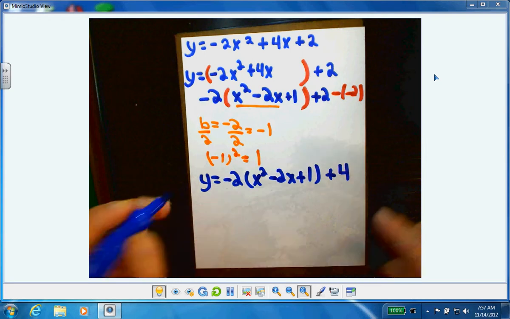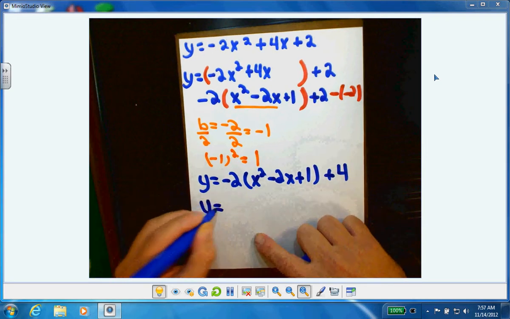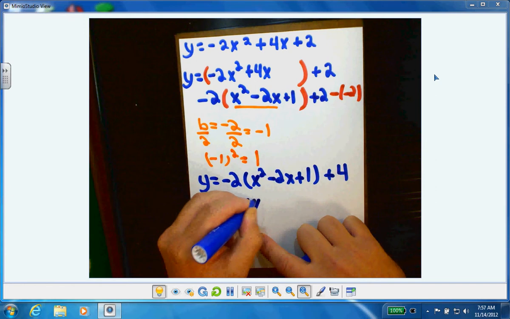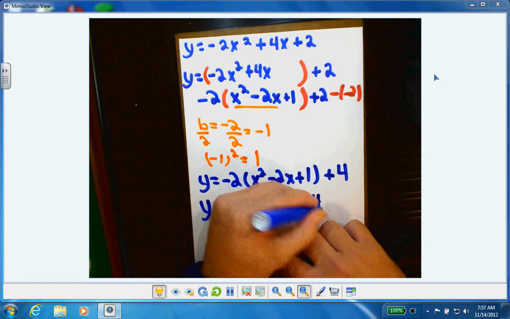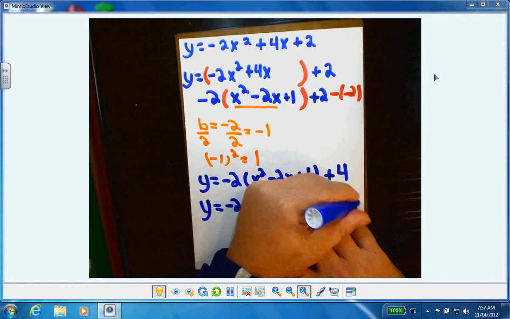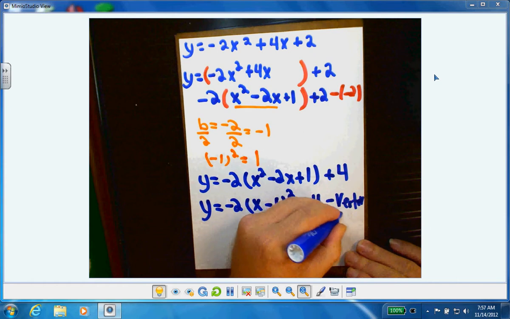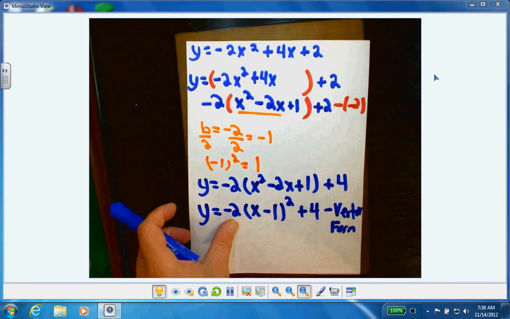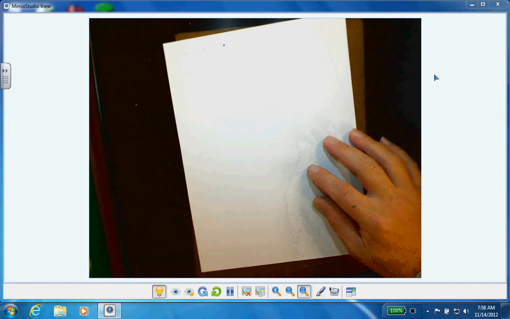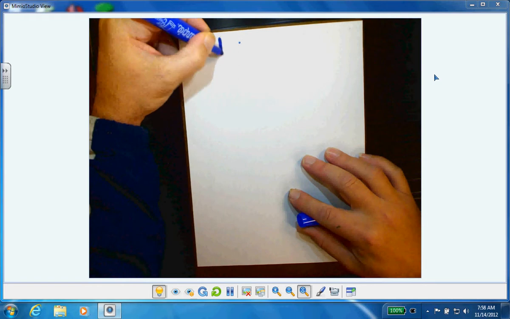Then remember, I just break it down into my vertex form, so it looks like this: y equals -2 times (x minus 1) to the second power plus 4. That's my vertex form. We can pause here just for you to catch up with the notes. And now I'm going to rewrite this so I can start finding my vertex.